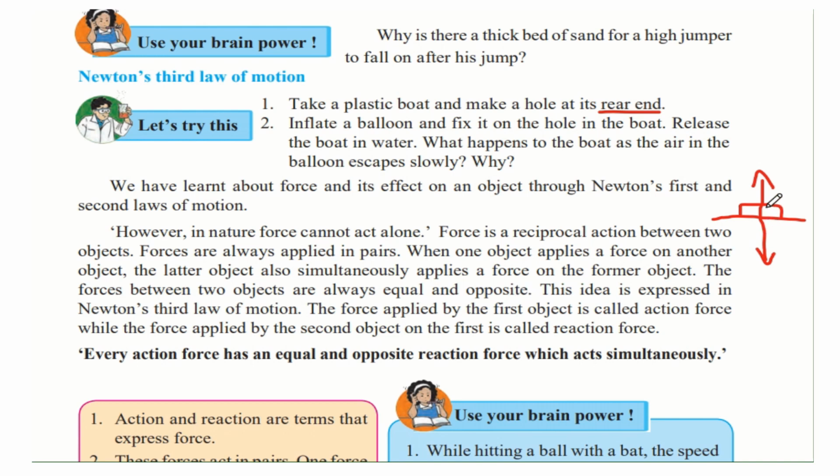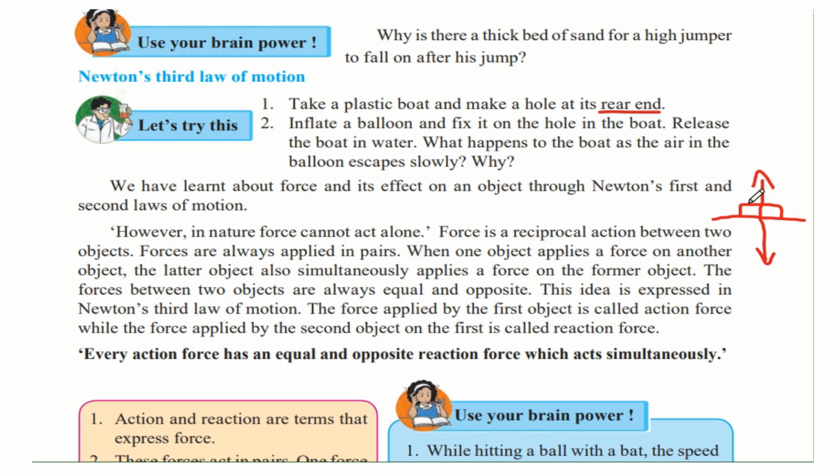So here, the amount of force that the book is applying on the table is equal to the force that the table is applying on the book. And these both forces are in the opposite direction so that they cancel each other out. This idea is expressed in Newton's third law of motion. So Newton's third law of motion is basically explaining this phenomena. The force applied by the first object is called action force, while the force applied by the second object on the first is called reaction force.